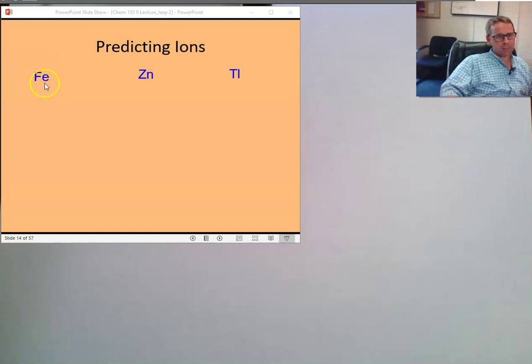These elements: iron, zinc, and thallium. I think we've actually done all these elements in the past in terms of predicting their ions, and that's okay. But what we're going to do is break up into groups.